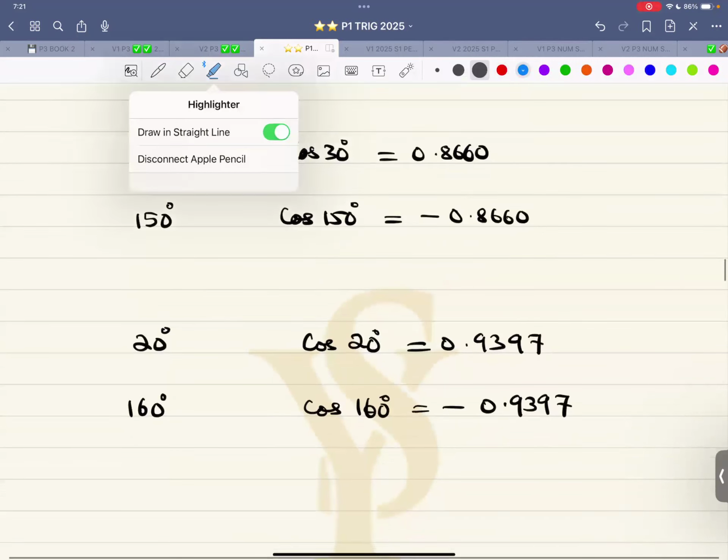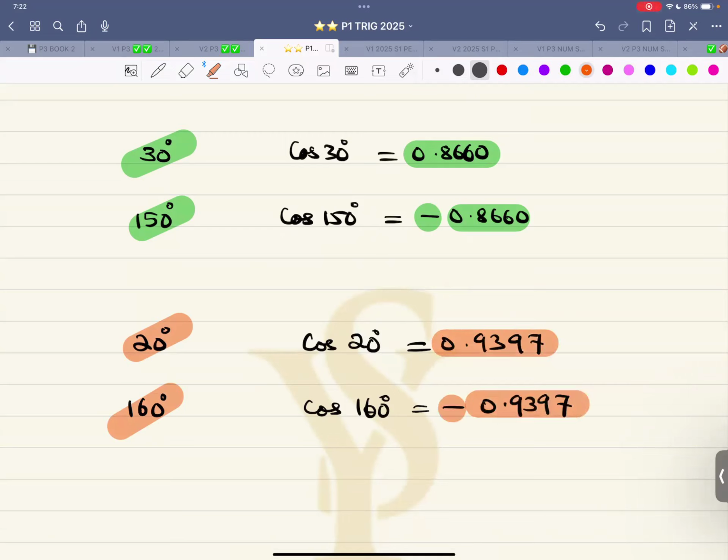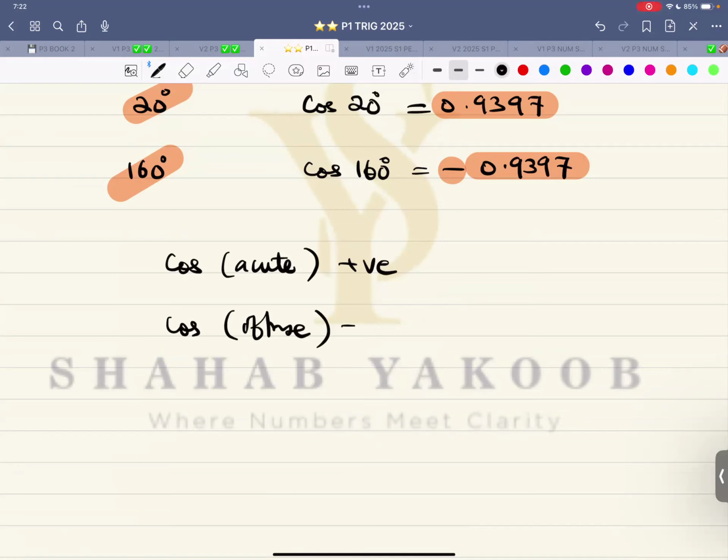What do we observe? We observe that 30 and 150 add up to 180. One of the cosines is positive, the other one is negative. 20 and 160 add up to 180. One cosine has a positive value, the other cosine has a negative value. That means this one is acute, this one is obtuse. Cosine of acute is positive, cosine of obtuse is negative.